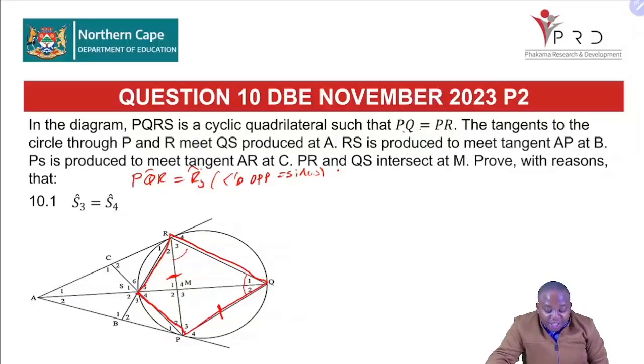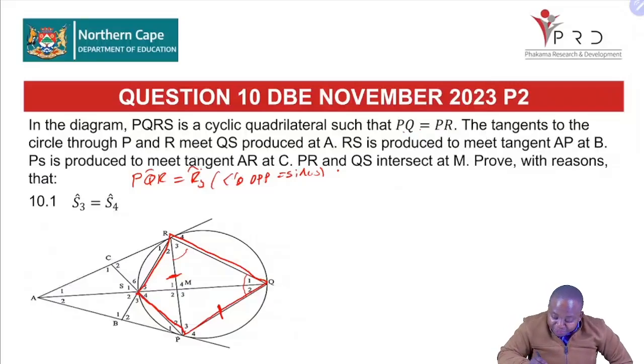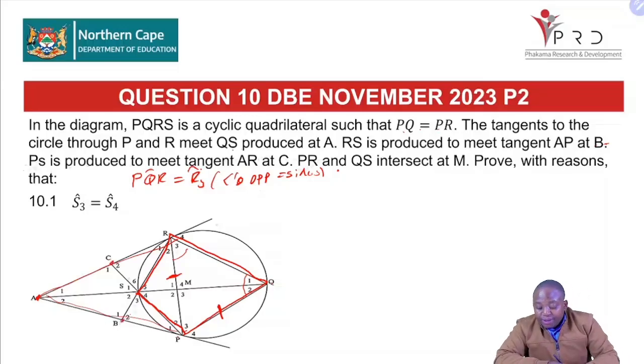Again, we have tangents to the circle at P and R, and they meet QS produced at A. So those are the 2 tangents from the same point that we are going to work with. Then RS is produced to meet tangent AP at B, and we are also told that PS is produced to meet tangent AR at C. Then PR and QS intersect at M. Prove with reasons that S3 is equal to S4.